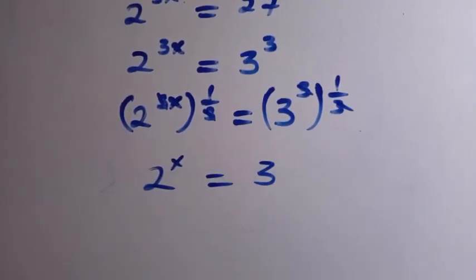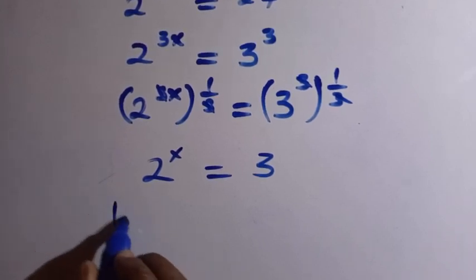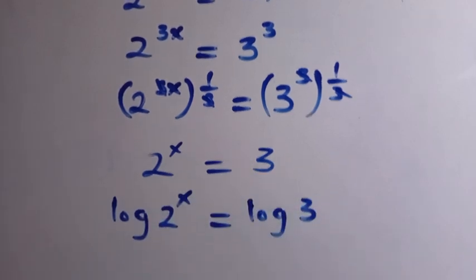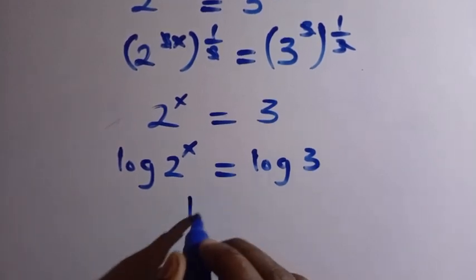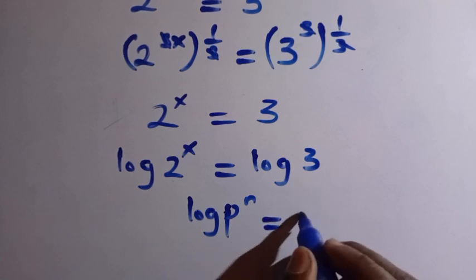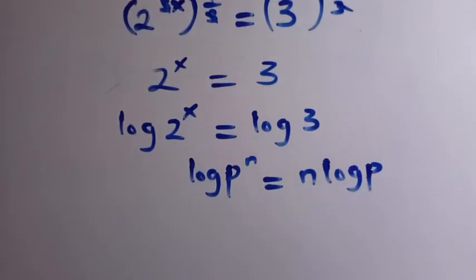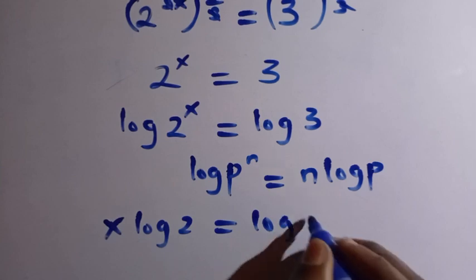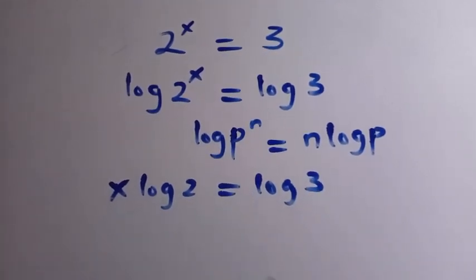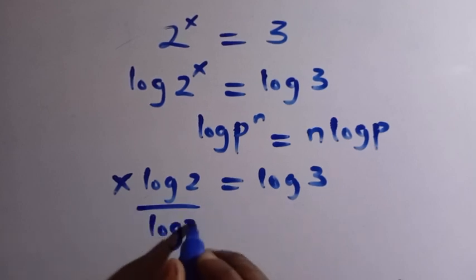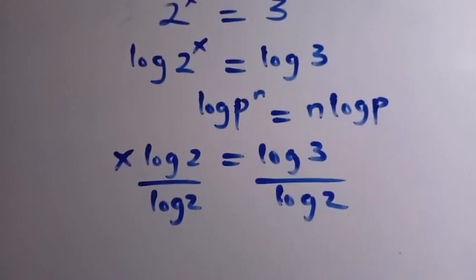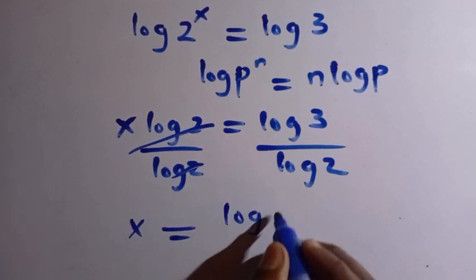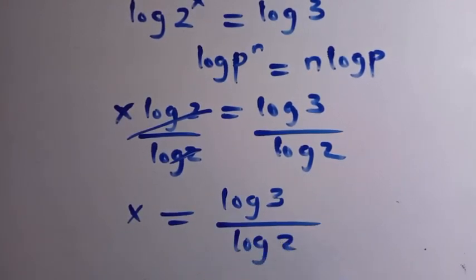And let's see how we can get the value of x here. So we introduce log on both sides. We have log 2 power x equals log 3. Then by rule of logarithm, let's say we have log p raised to power n, this equals n log p. That is, here is x log 2 equals log 3. As we need to get x, let's divide both sides by log 2. So this cancelled, and we have our x here equals log 3 divided by log 2.